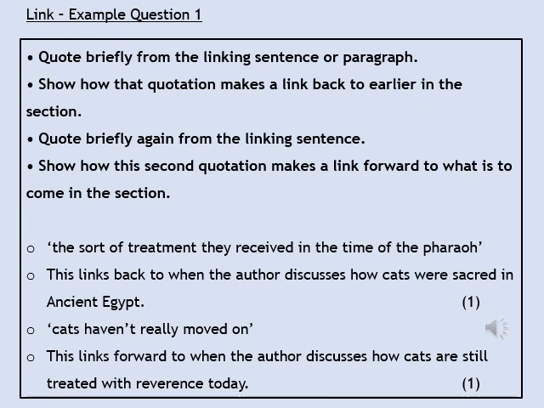First of all, we should quote briefly from the linking sentence or paragraph. Here I've given the sort of treatment they received in the time of the Pharaoh. Then, we should show how that quotation makes a link back to earlier in the section. I've said this links back to when the author discusses how cats were sacred in ancient Egypt. There's our link back and our first mark.